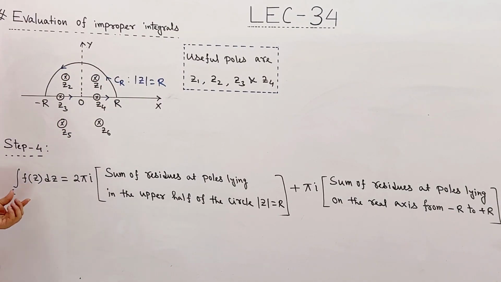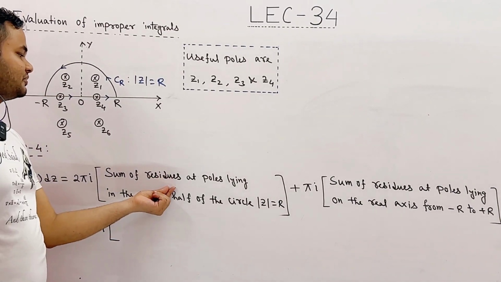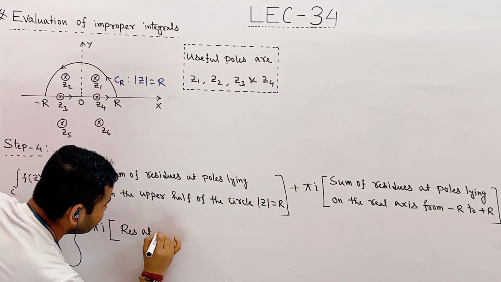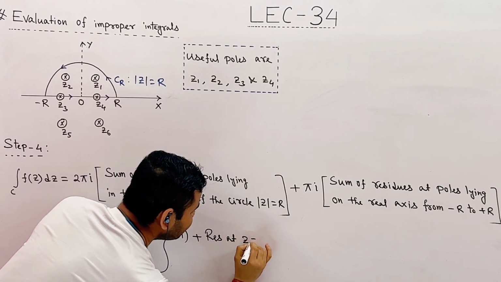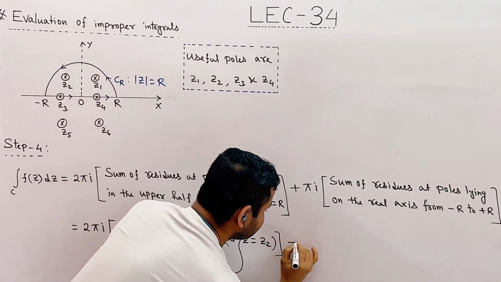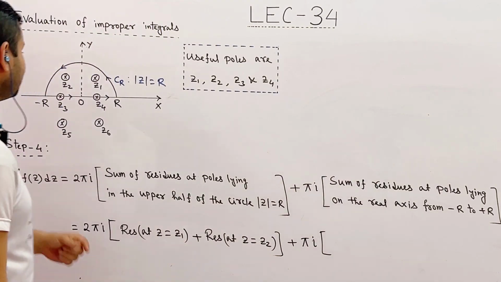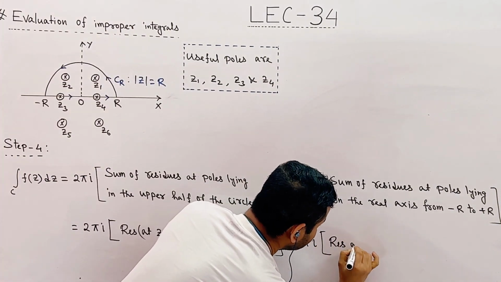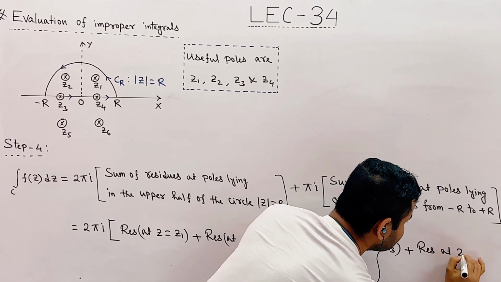So according to our example, the value of this integral is given by twice pi iota into the sum of residues at the poles lying in the upper half of the circle modulus of z equal to R. That means residue at z equal to z1 plus residue at z equal to z2, plus pi iota into the sum of residues at the poles lying on the real axis from minus R to plus R. That means residue at z equal to z3 plus residue at z equal to z4.